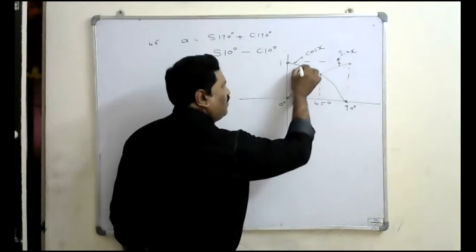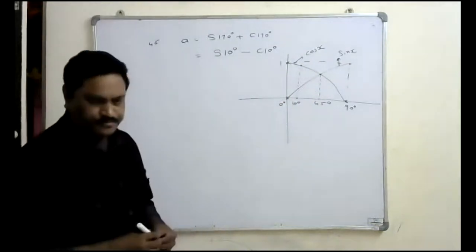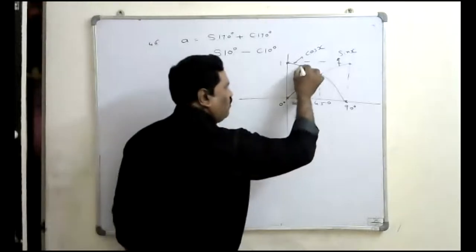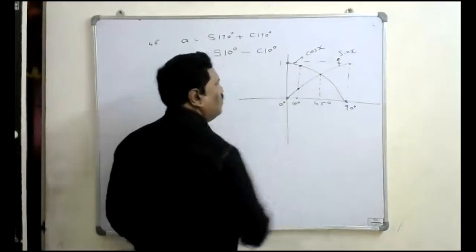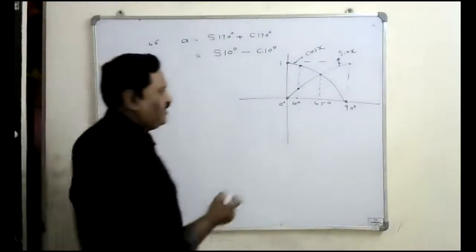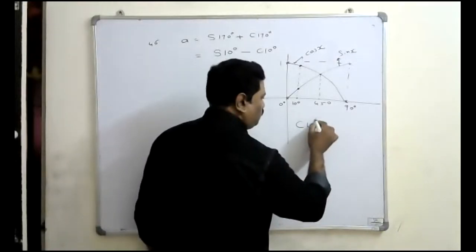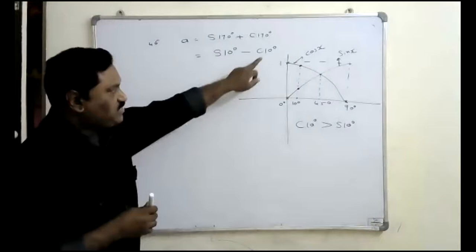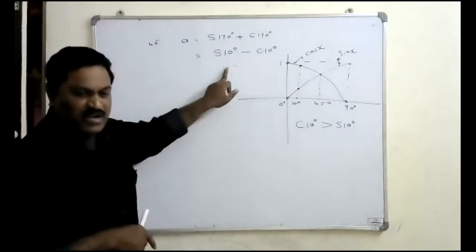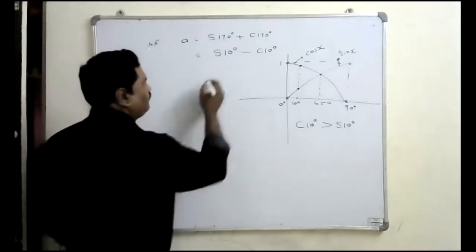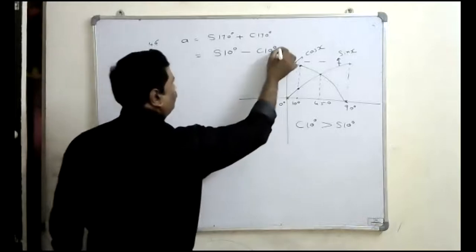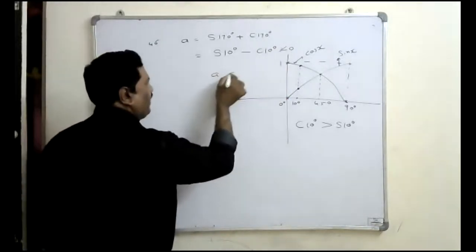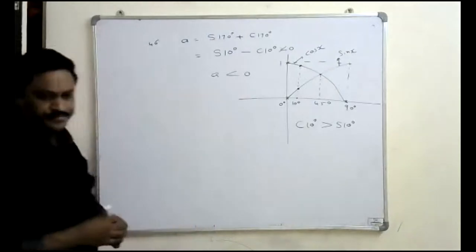At 10 degree, which function is bigger? Cos is bigger than sin. This is the cos 10 value, and this is the sin 10 value. So cos 10 is bigger than sin 10. So when cos 10 is the bigger value and is subtracted from the small value, what is the total value we will get? Negative. Therefore, the value of A is negative, less than 0.